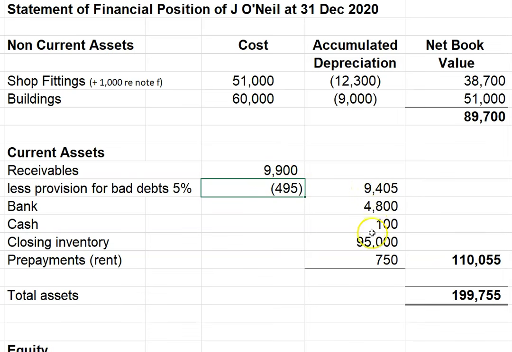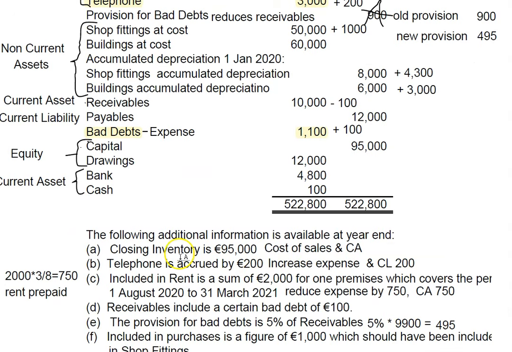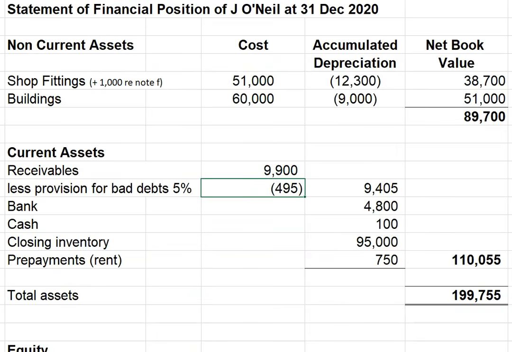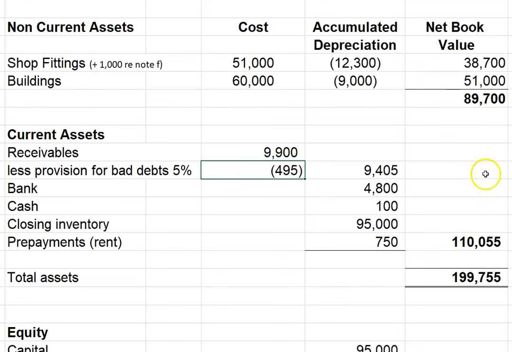Bank and cash go in, closing inventory goes in, and remember the rent prepaid and the adjustments. So you're always going to have at least one adjustment where there's a prepayment, and that goes into our current assets. We add our total assets to 199,755.